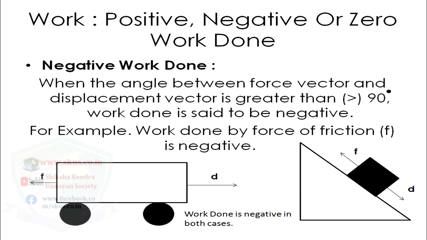What happens for a negative work done? Well, when the angle between the force vector and the displacement vector is greater than 90 degrees, then the work done is said to be negative. Secondly, the force applied and the displacement are in opposite directions. The perfect example is the work done by a force of friction, which is always negative.